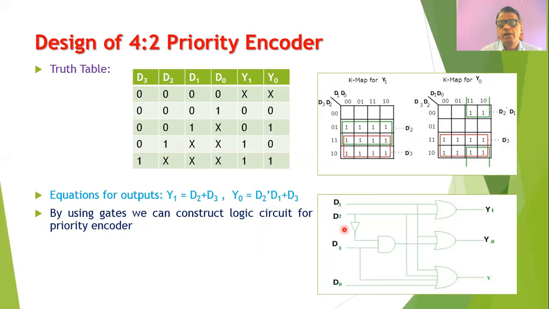Similarly, we will get the output Y0 according to the equation D2 bar D1 plus D3. So D2 is complemented by using a NOT gate and it is connected to the AND gate. The output of the AND gate will be D2 bar into D1 and it is ORed with D3 to get the output Y0.